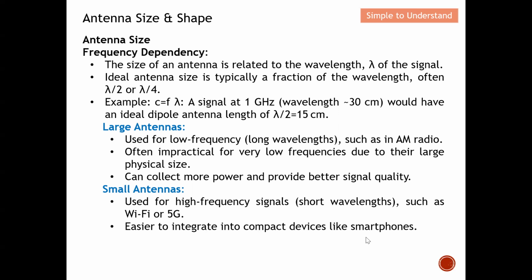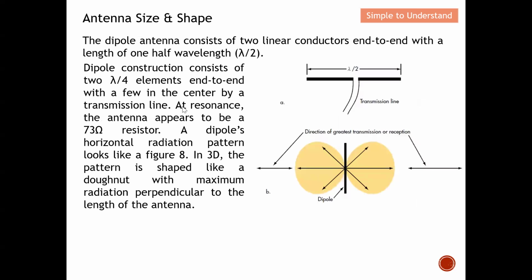for example, our smartphone. The dipole antenna actually consists of two linear conductors end to end with a length of half of a wavelength, as you can see from here. So this is a dipole antenna. Basically, the length of the dipole antenna is half of a wavelength. The dipole construction consists of two lambda over 4, quarter wavelength elements. So this is a quarter wavelength, this is another quarter wavelength, as mentioned here.